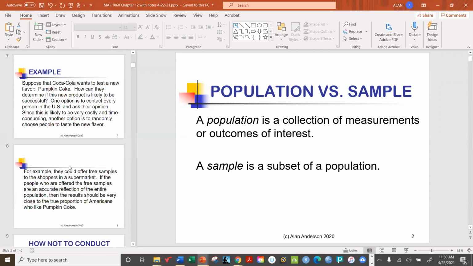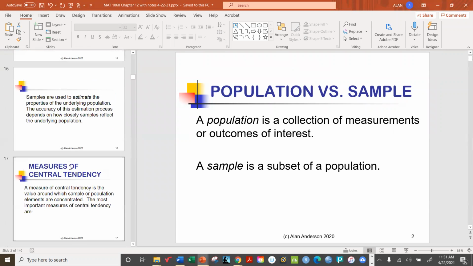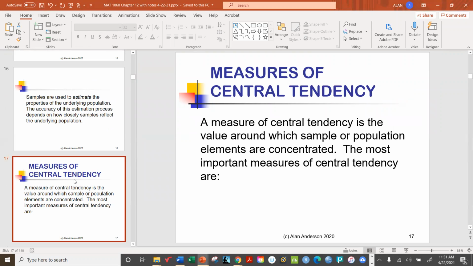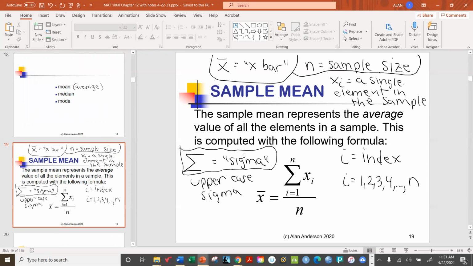And then, where are we? We introduce our measures of central tendency, of which there are 3 that we want to know in this class. Mean, median, and mode. We actually spent a fair amount of time with these first 2. So the sample mean is used with the following formula, but as complicated as it looks, all it means is take all the elements in your sample, add them up, and divide by the sample size.